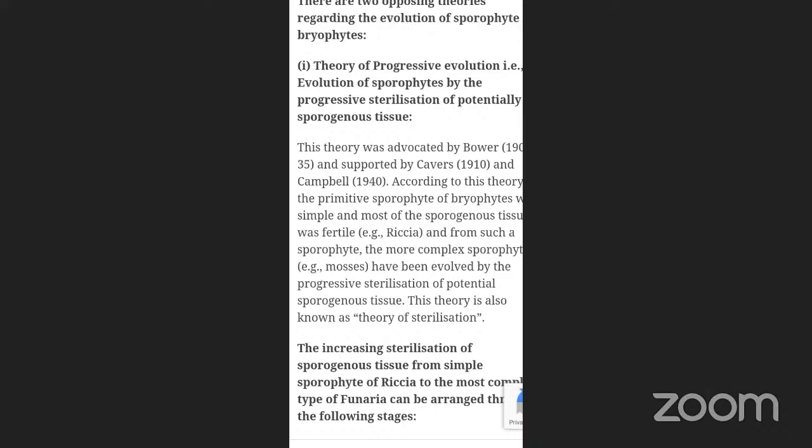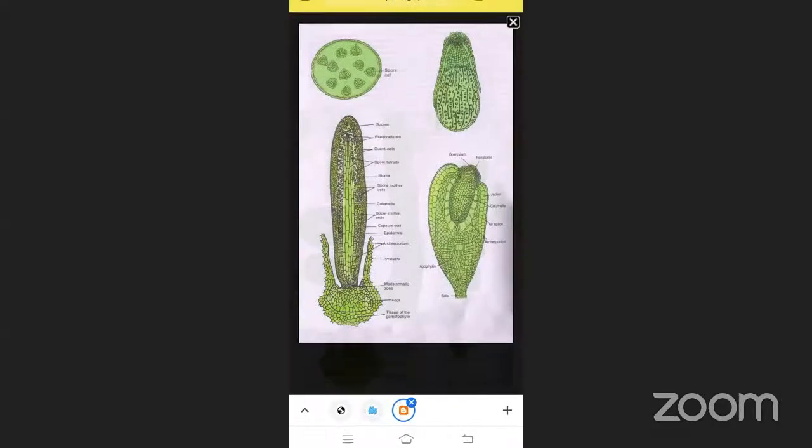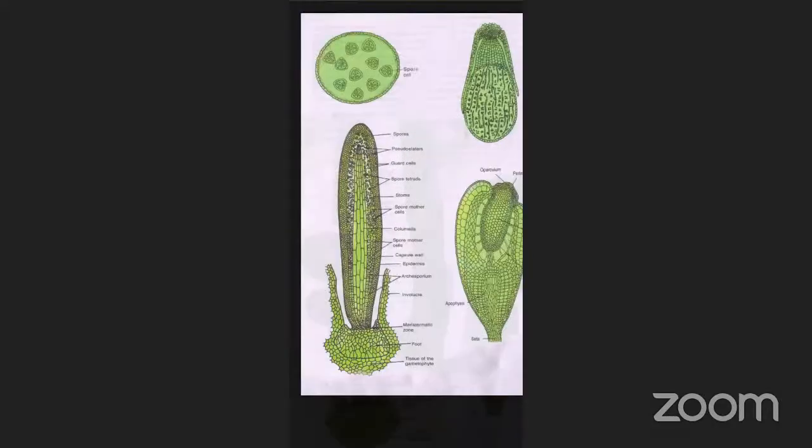So this theory we call the progressive sterilization theory. It explains the evolution of the sporophyte in bryophytes on the basis of the progressive elaboration and complexity of the sporophyte, meaning the complexity of structure. Campbell and Smith also supported this theory. Here we see the different types, Riccia, Marchantia, Anthoceros and Funaria.